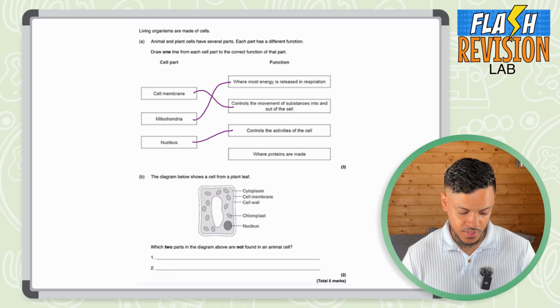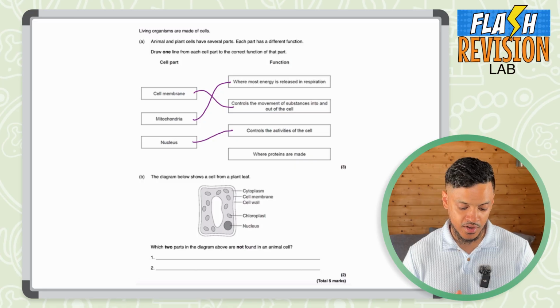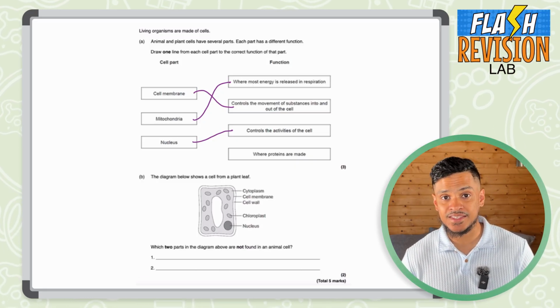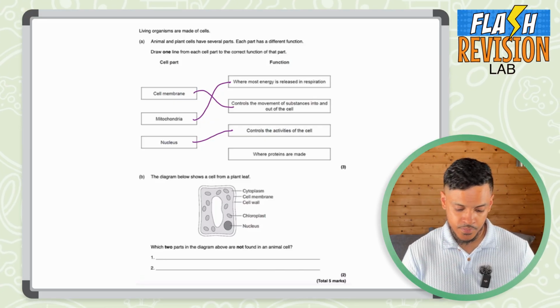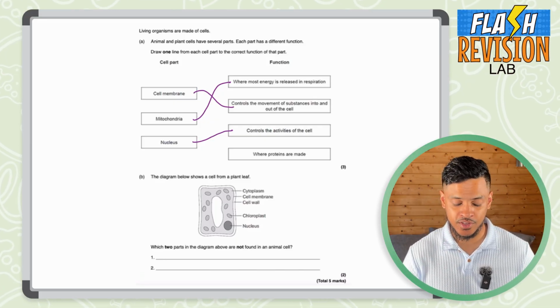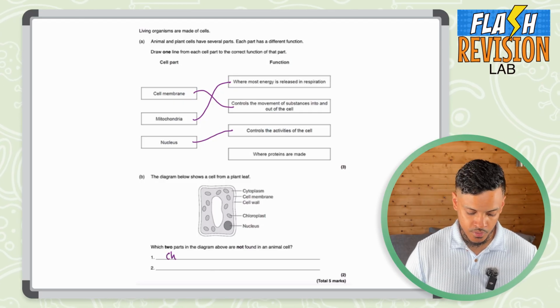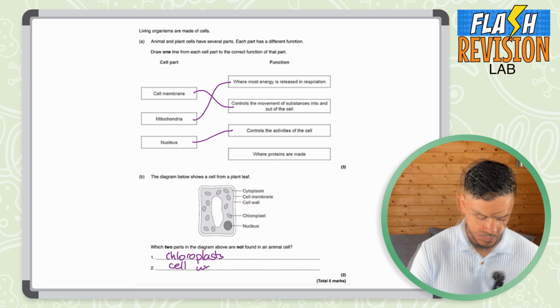Second part of the question, we've got a plant cell here, and it asks us for two parts of the diagram that are not found in animal cells. So we've actually got three things that are not found in animal cells, and that would be the chloroplasts, the cell wall, and the permanent vacuole. The permanent vacuole is not labeled here, so we can just go with chloroplasts and the cell wall.